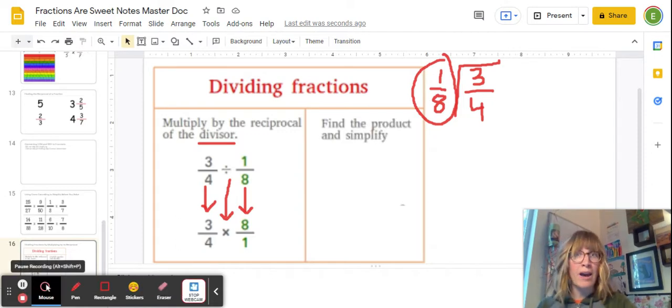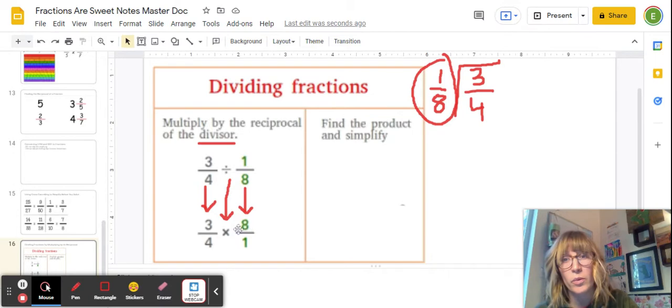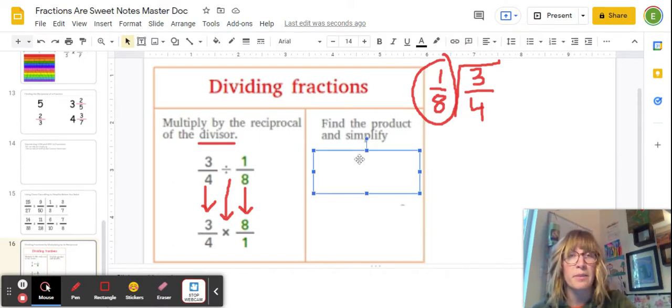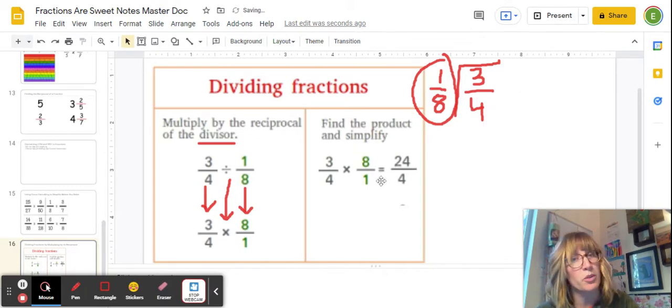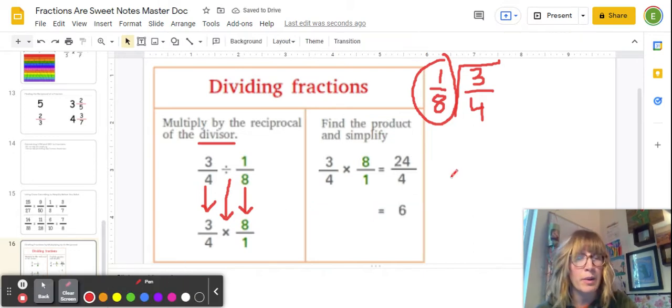So now it's real familiar, right? You know how to multiply fractions. So we are going to take 3/4 and multiply it by 8, or 8/1. So we're going to find the product, aka the answer to a multiplication problem, and then simplify. So we have 3/4, we multiply it by 8 first, we get 3 times 8 is 24, 4 times 1 is 4. And when you do 24 divided by 4, right, because all a fraction bar is a division problem, we get 6.